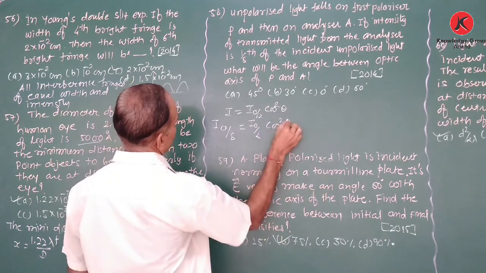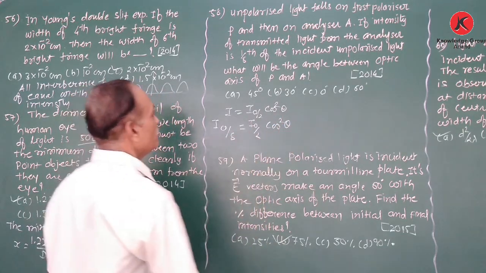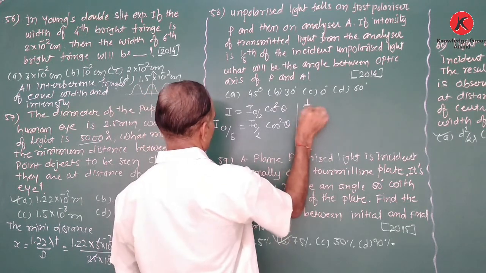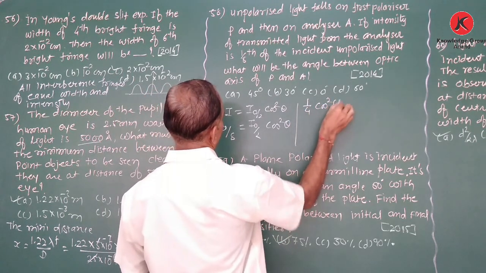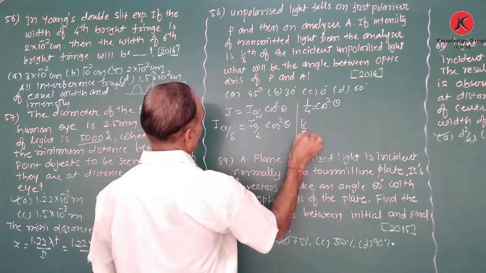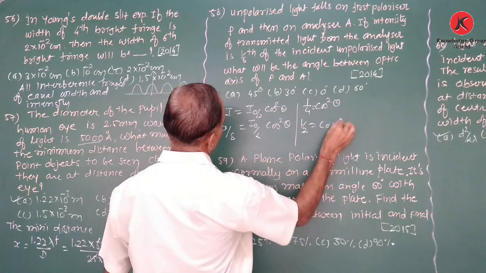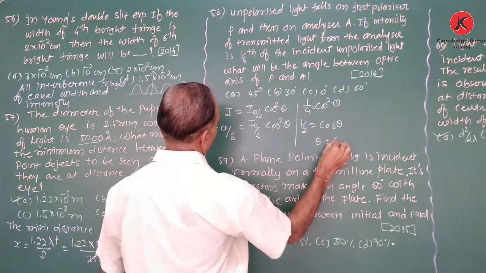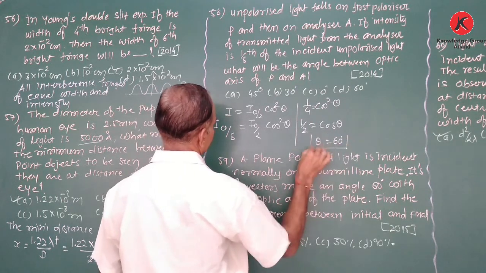Right? Cos square theta. Therefore, 1/4 is equal to cos square theta. Take the square root, 1/2 is equal to cos theta. Therefore, theta is equal to 60 degrees.